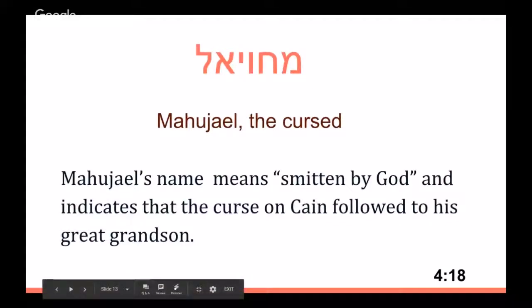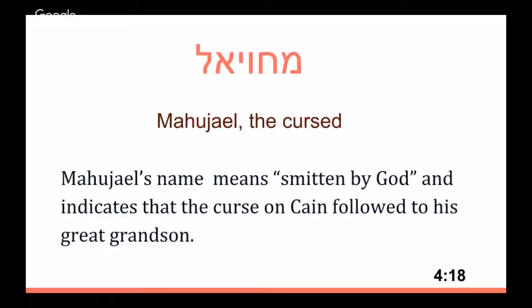Anyhow, Mahu-Aal's name means smitten by God. So things weren't going so well in that part of the world. Their religions weren't quite doing what they hoped they would, perhaps. But in the record, we see this chapter 4. So this would be the first time we had a theophoric name, and it was in the line of Cain, which was interesting.